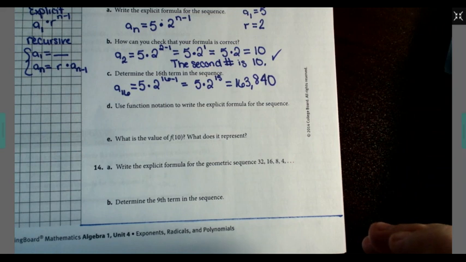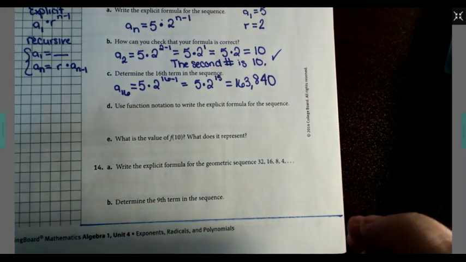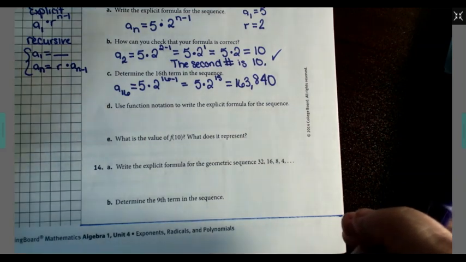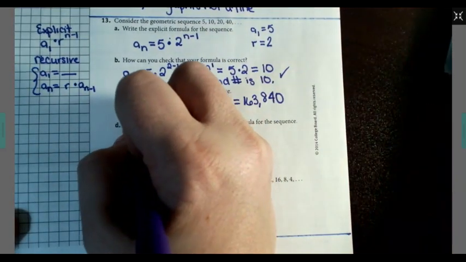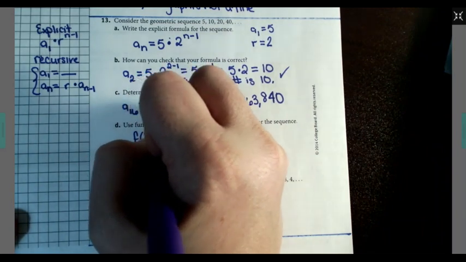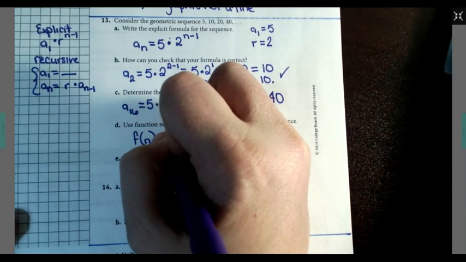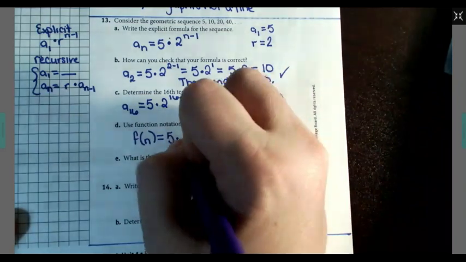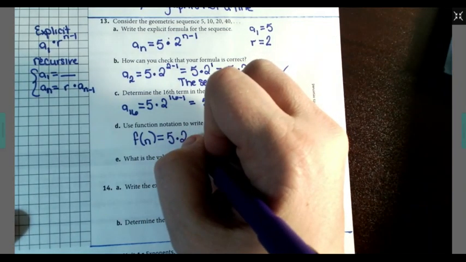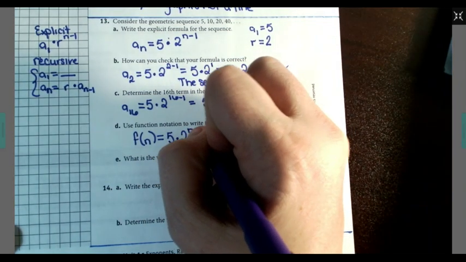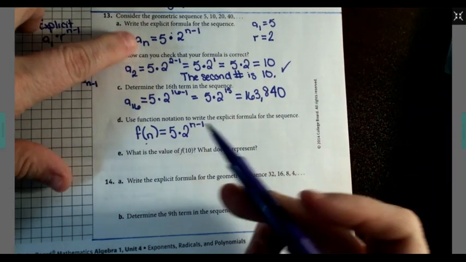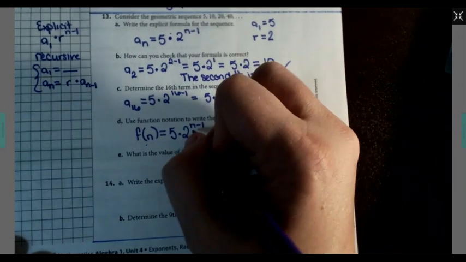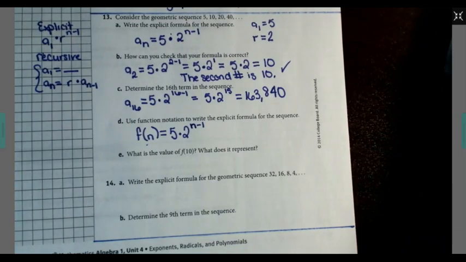Use function notation to write the explicit formula. The only thing that changes about explicit formula in function notation is the way you write a sub n. It now becomes f of n. f of n equals 5 times 2 to the n minus 1. All that changed was the name I called it. And that's an n, sorry.